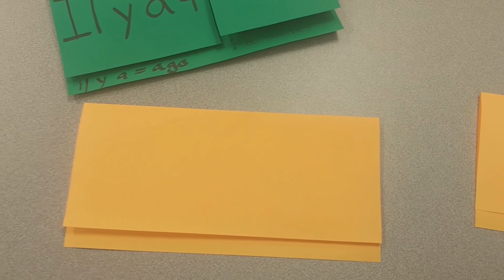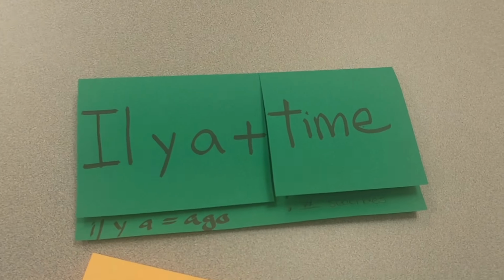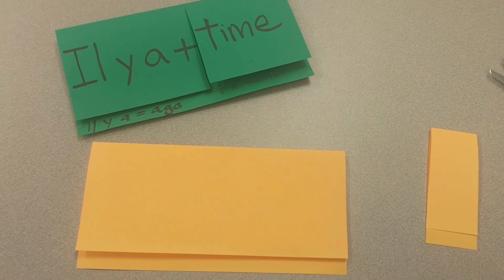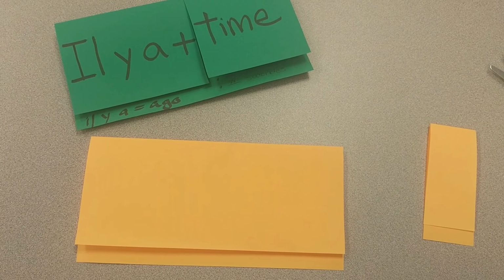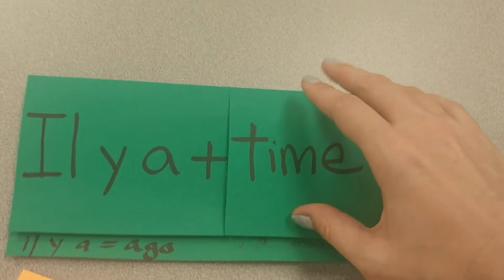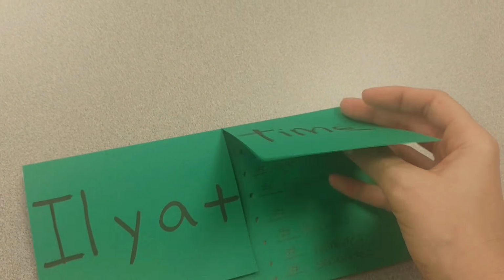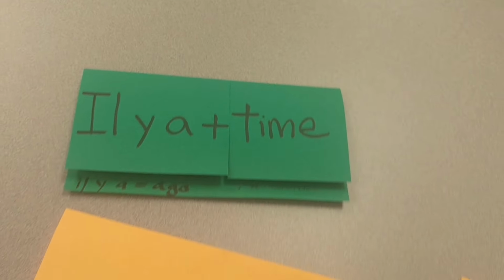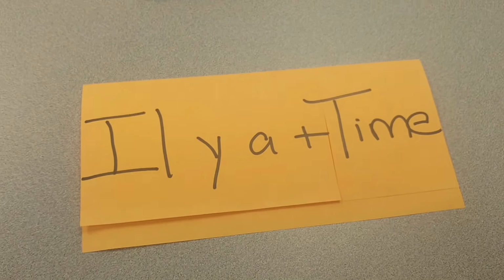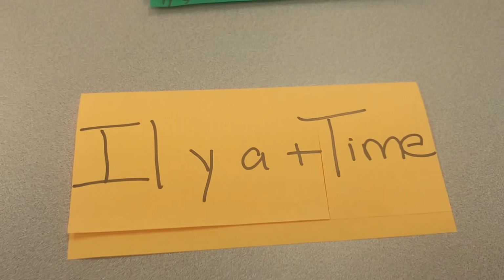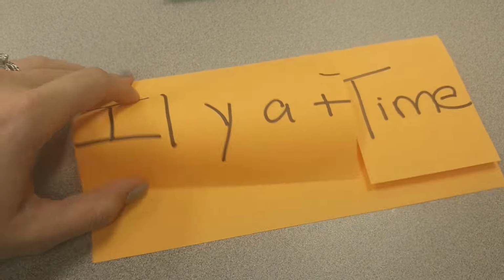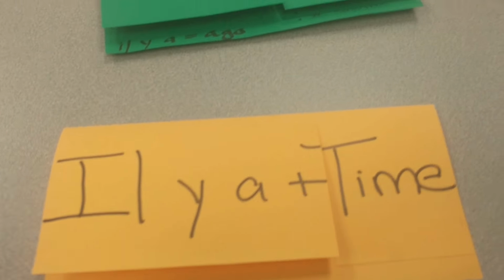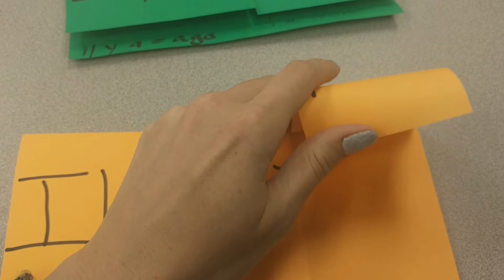On the top of your hot dog, you're going to write il y a plus time. Make sure you write it nice and big so it fills up the whole space. And then you're going to cut to separate il y a and the plus sign and time so that we can separate those and talk about them individually. Now you should have il y a plus time, separated into il y a, the plus sign, and the word time.